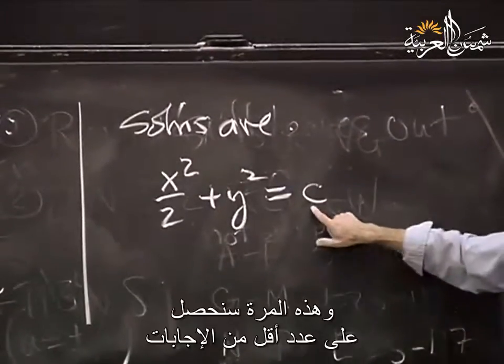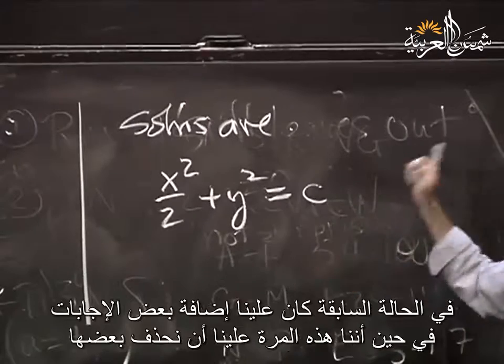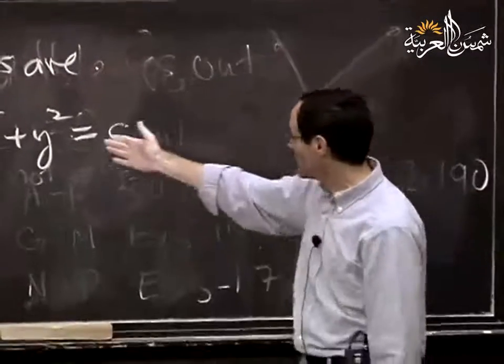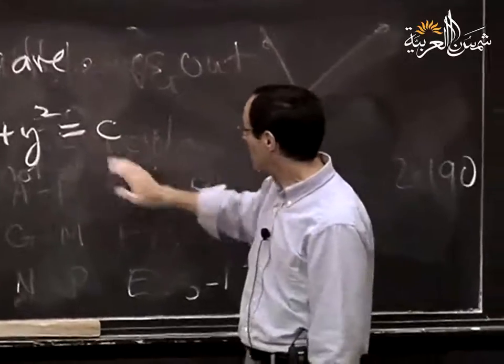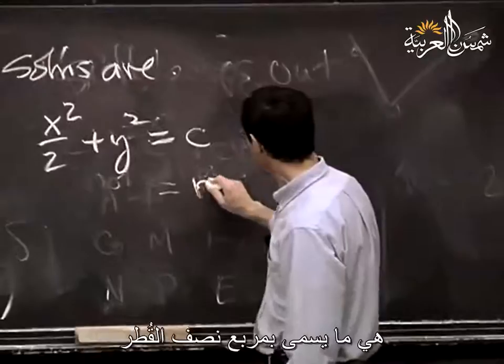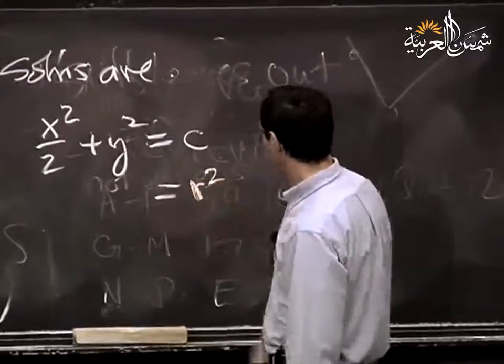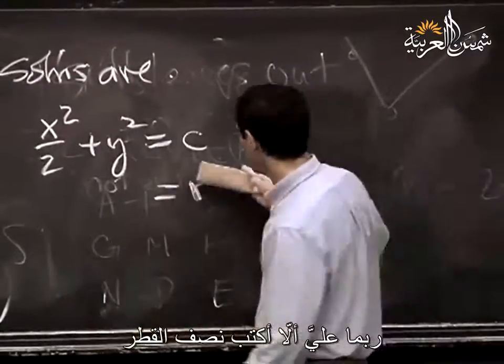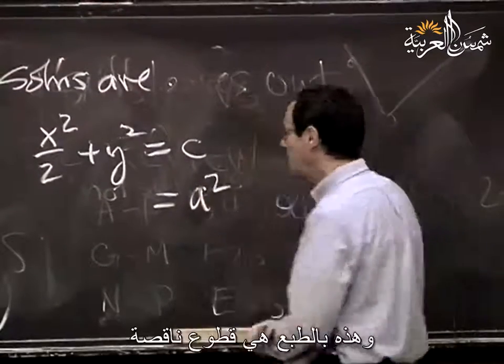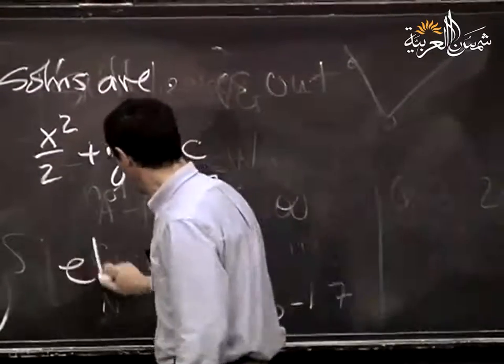And here there are fewer answers rather than more answers. In the other case, we had to add in some answers. Here we have to take them away. Some of them don't make any sense. And the only ones we can get are the ones which are of this form, where this is, say, some radius squared. Well, maybe I shouldn't call it a radius. I'll just call it a parameter, a squared. And these are, of course, ellipses.